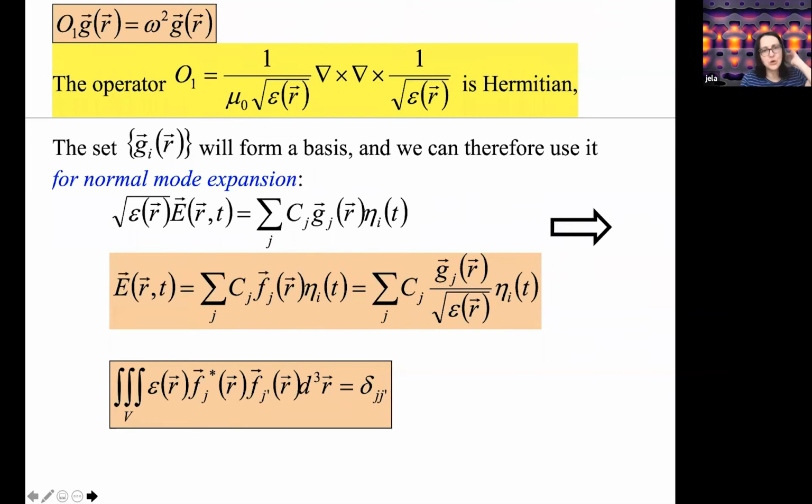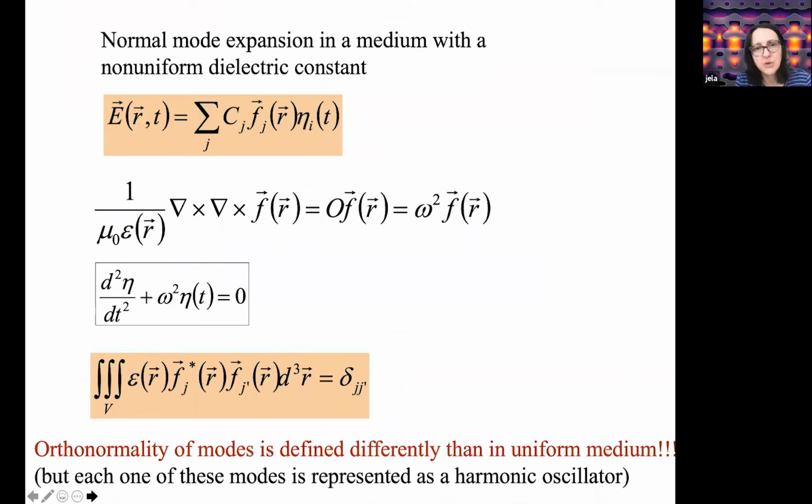And this, if you're interested in details, again, there is a paper from a while back by Glauber, but that's what we're doing. So basically, the bottom line is when you have a medium with a non-uniform dielectric constant, and most of the resonators that you'll treat have to be treated that way, it's not just free space between mirrors, electric field can still be expanded in terms of these normal modes.